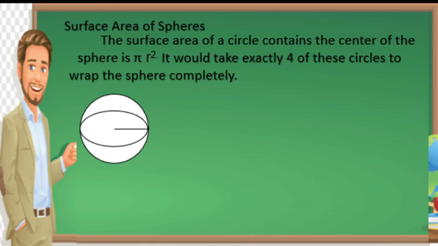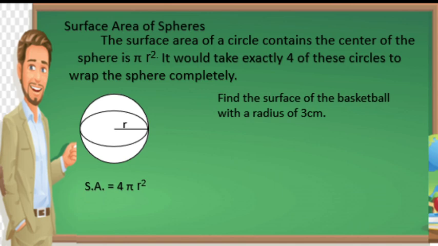Now, to apply this, so that is the surface area. Surface area is equal to 4 pi r squared. So very easy. Now, this time let me give you a problem just to solve for the surface area. Find the surface area of a basketball with a radius of 3 centimeters. So this is 3 centimeters. Only the radius is given to get the surface area.